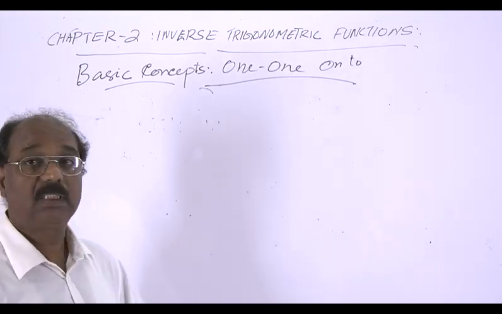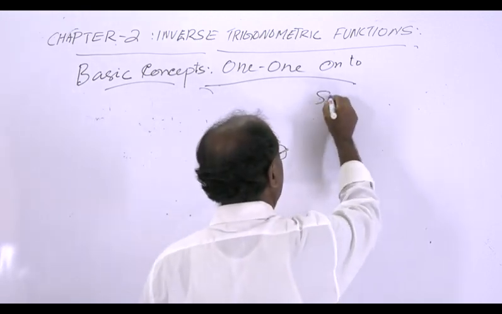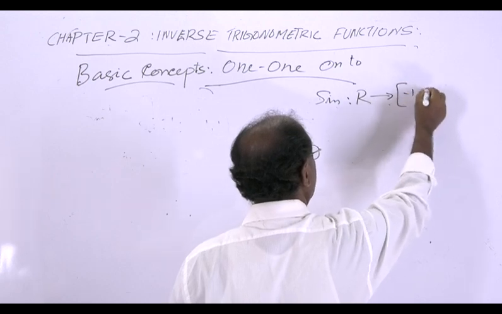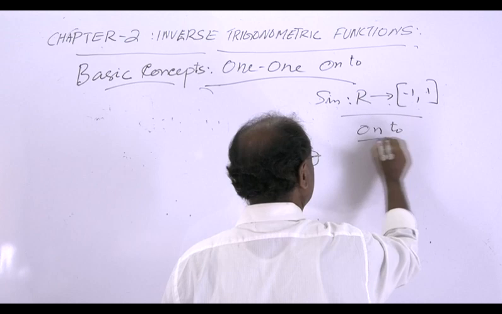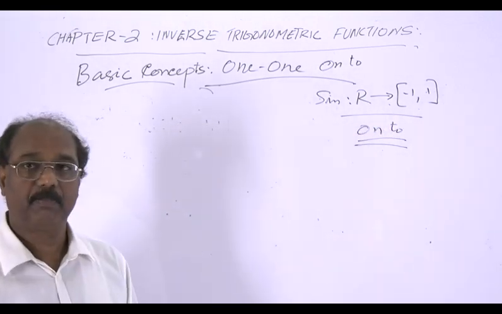We have seen the sine function is defined from R into this [-1, 1] as an onto function. This is onto, but not one-one.